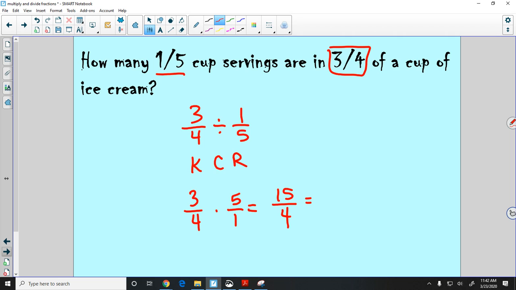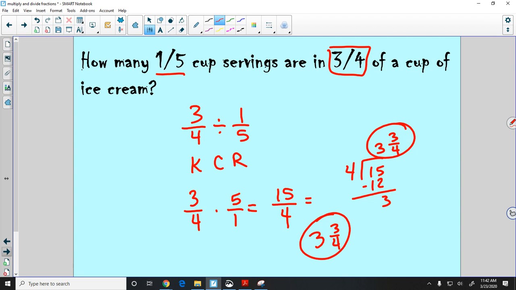Okay, we're going to convert this to a mixed number. 15 divided by 4. 4 goes into 15 3 times, which makes 12. We have 3/4 left over. So your final answer is there are 3 3/4 cup servings. And that is how we multiply and divide fractions.